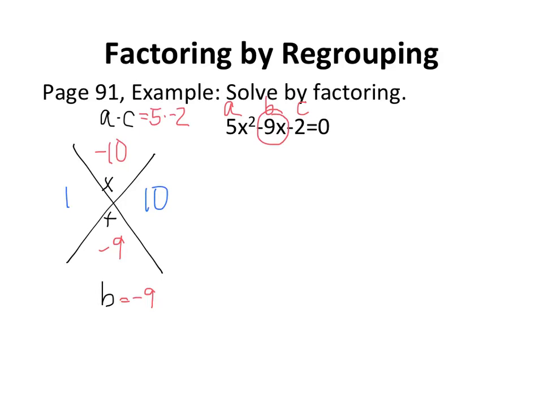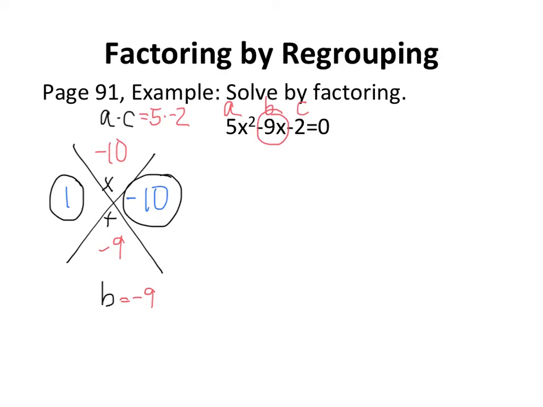Since we have a negative 10, one of these numbers needs to be negative. Since the 9 is negative, we know the bigger number has to be negative, so when we add, the number will continue to be negative. So now we have the way that we want to split up 9x. We want to split it up into 1 and negative 10.